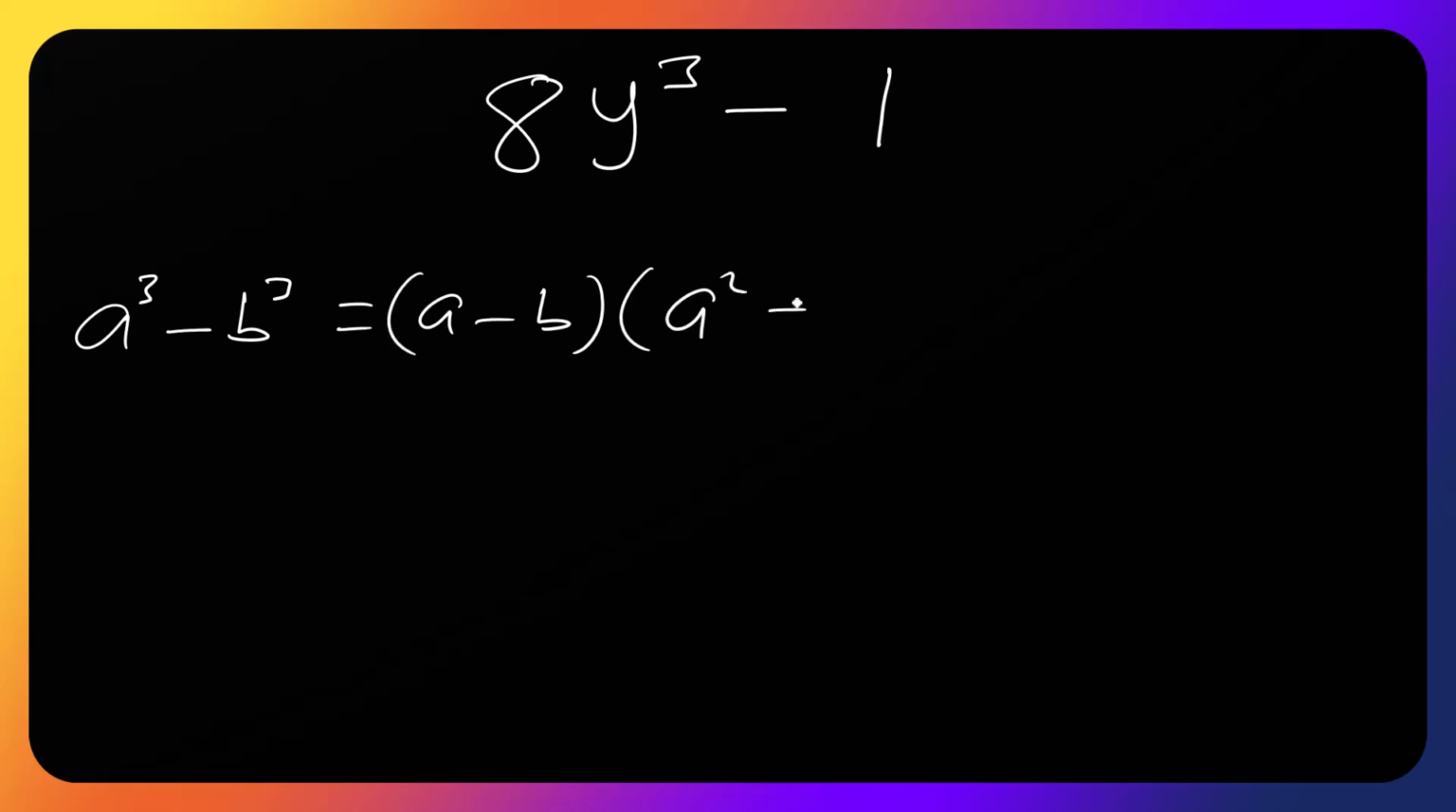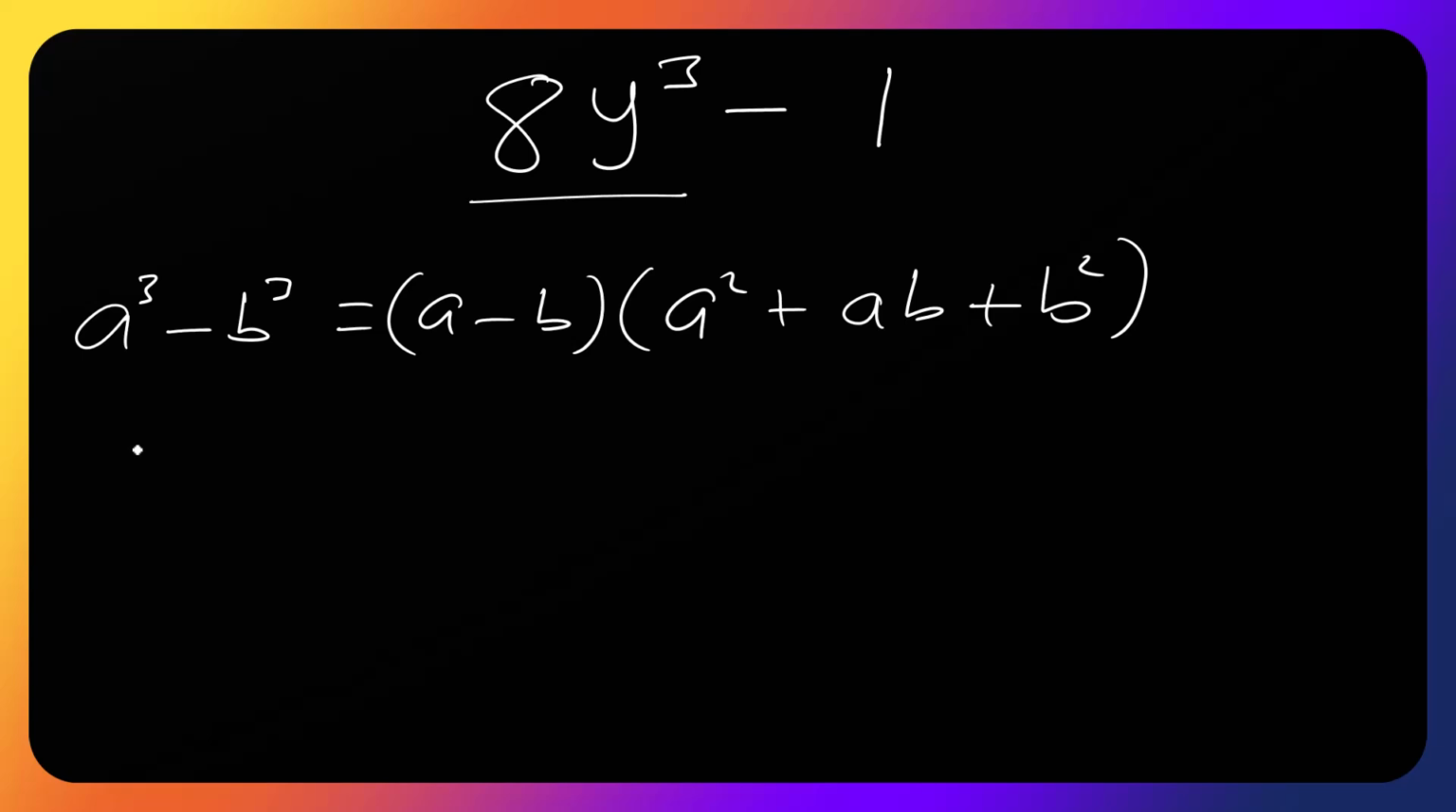times a squared plus ab plus b squared. Now, when we have this minus 1, we can adjust this one.